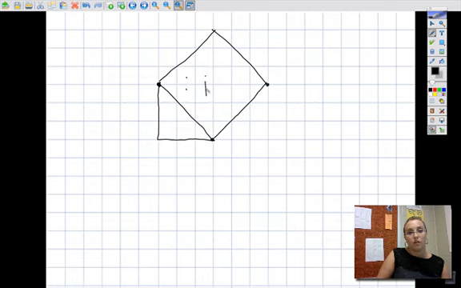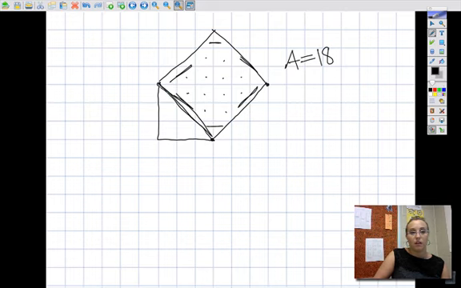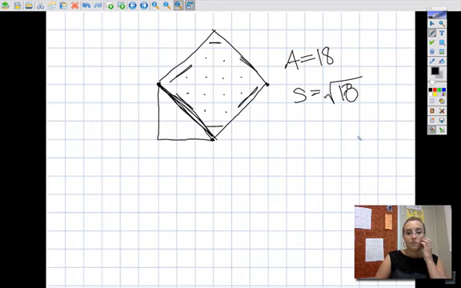1, 2, 3, 4, 5, 6, 7, 8, 9, 10, 11, 12, 13, 14, 15, 16, 17, 18. So the area of this square is 18. That means that this length right here is the square root of 18. The square root of 18 is also irrational.